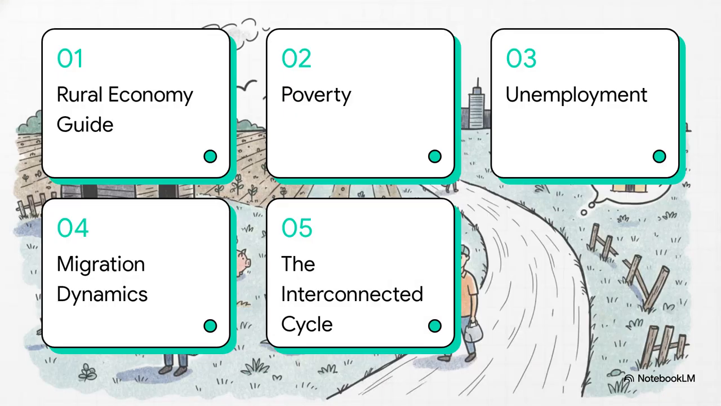So, here's our game plan for today. We'll start with our Rural Economy Revision Guide framework, move into Pillar 1, Understanding Poverty, then Pillar 2, Decoding Unemployment, hit Pillar 3, Migration Dynamics, and finally, wrap it up with tying the cycle together.